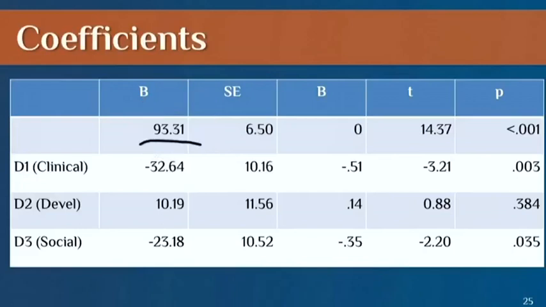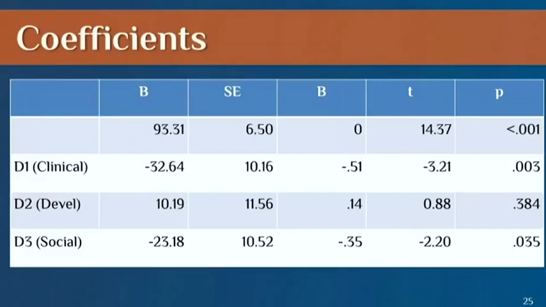Now, what is a negative 32.64? What does that mean for clinical? Well, a 1 unit increase in x is associated with that much of a predicted change in y. A 1 unit increase in x took you from cognitive to clinical for D1. So that means clinical has, on average, 32 publications less than cognitive. And if you look back at the summary statistics, that's about right.